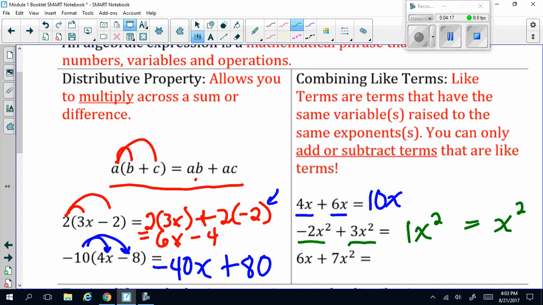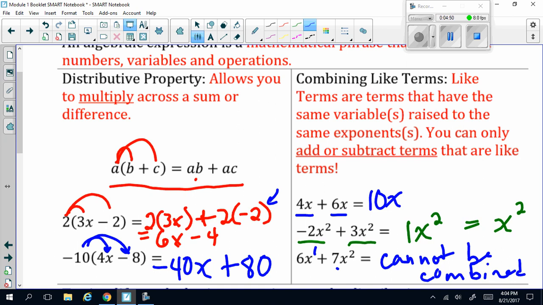Our last example, 6x plus 7x squared. So we have here 6x to the first, and we have 7x squared. These cannot be simplified, cannot be combined, because this one is x to the first, this one is x squared. They are not like terms.